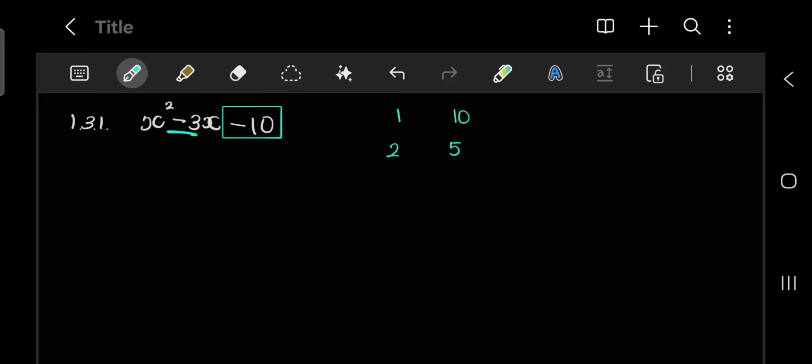So there is no way that we can add 1 and 10 to get negative 3. So I'm going to go with 2 and 5, and I'm going to use this as a positive 2 and a negative 5. So to factorize, we are going to open up two brackets. We're going to fill in x, and one bracket is going to get plus 2 and the other bracket negative 5.